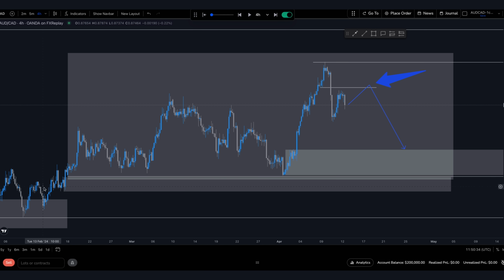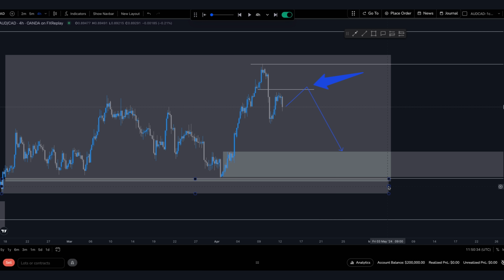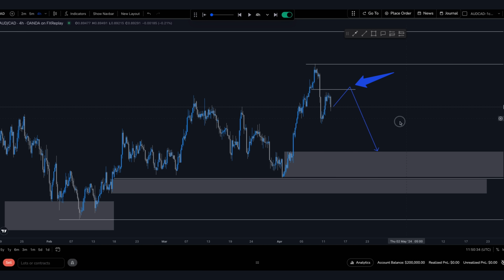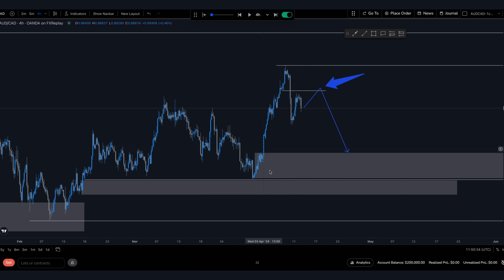I use the last candle before the impulse. So in this instance, we're using this last gray candle before the upward move. That would be a demand zone we could look at. Now I'm going to remove the box just to neaten things up. We're going to take a look at this demand. We could refine that into here.